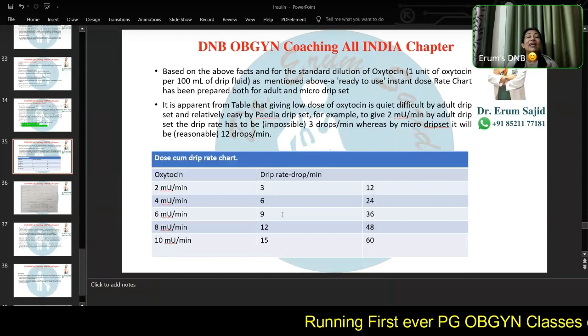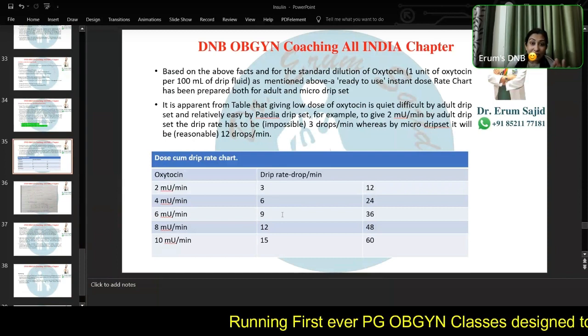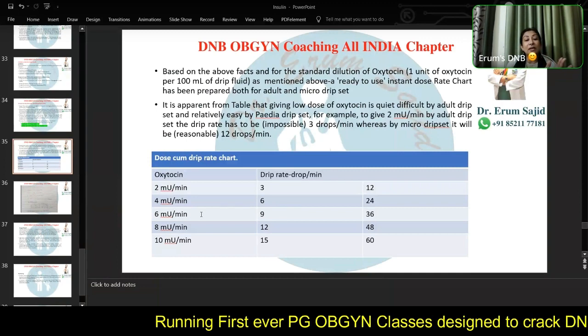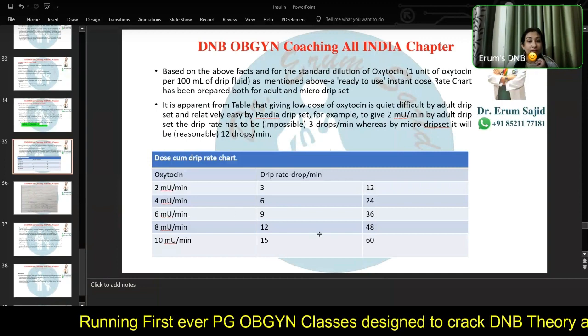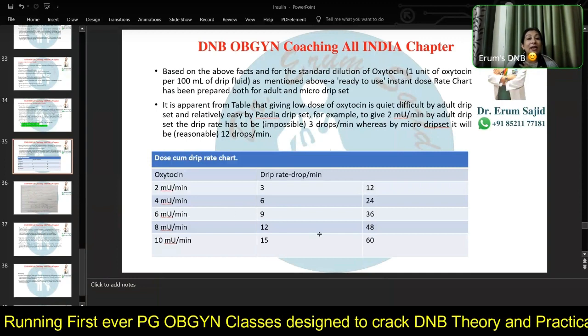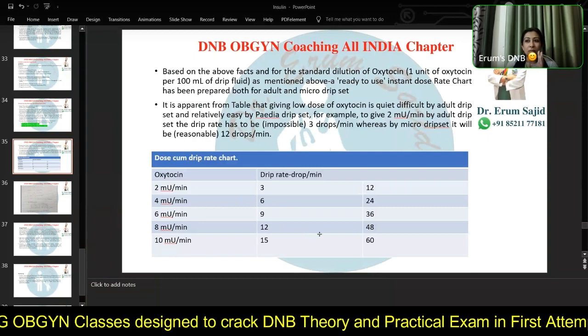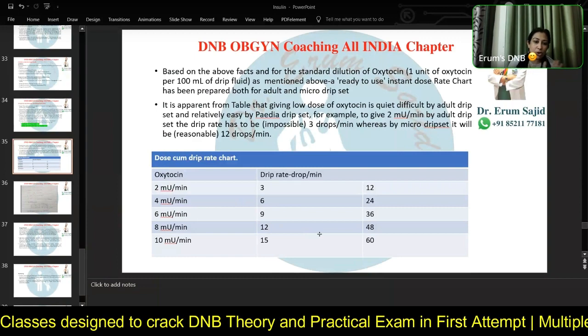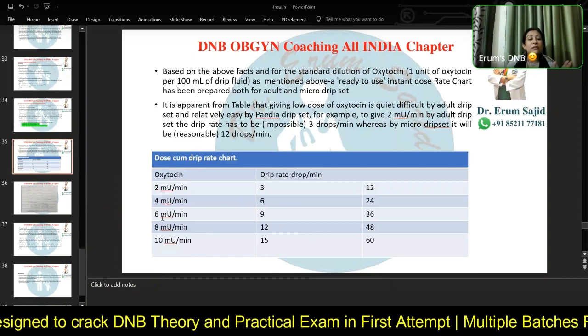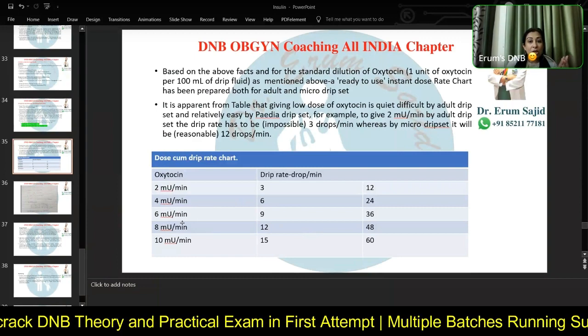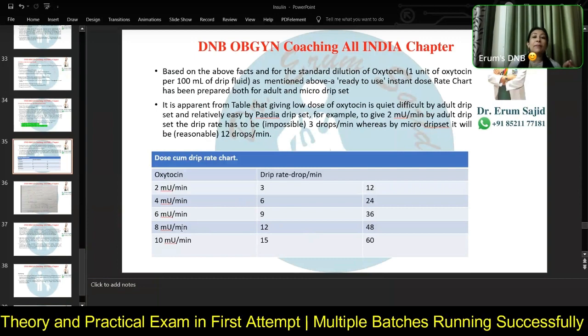So basically we're starting with 2 units, but we are having such high drop rate that it actually goes to a high dose protocol. Most of the time in my labor ward, the drops are easily somewhere between around 8 to 10 for sure. So we are actually giving her this much. But yeah, everything depends upon the contraction.